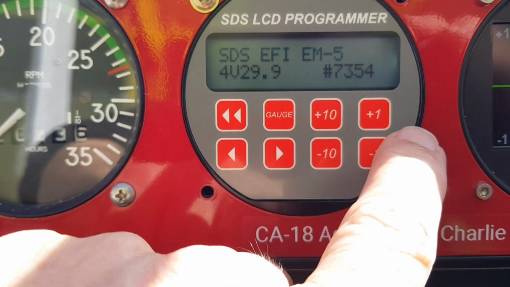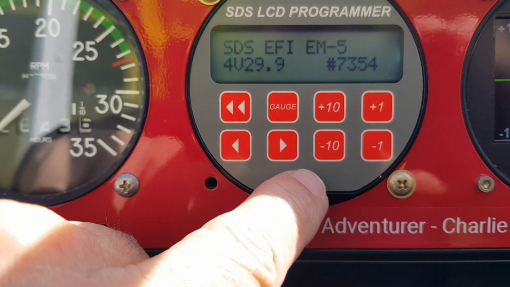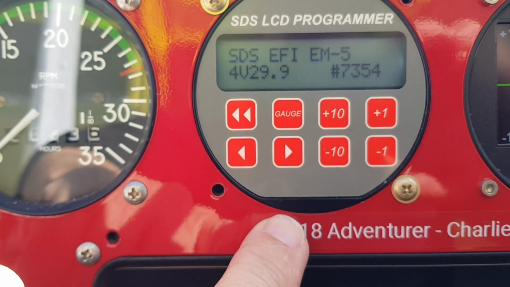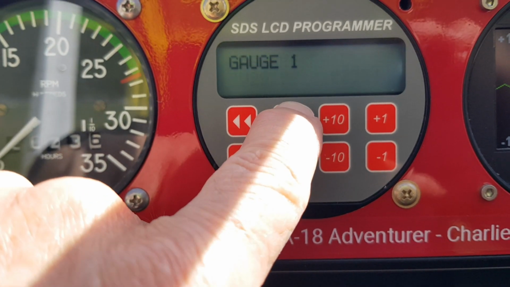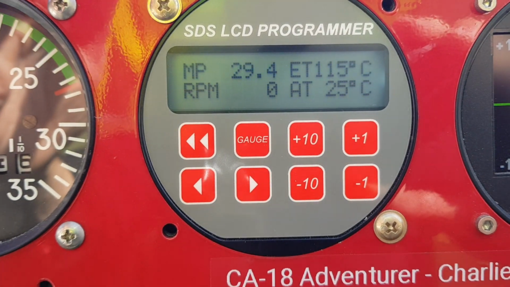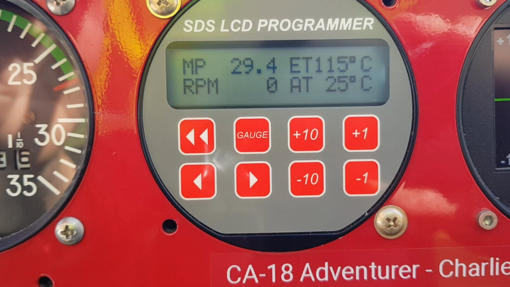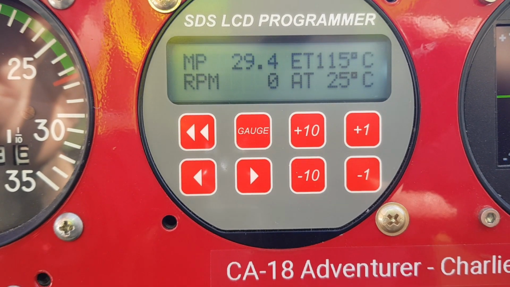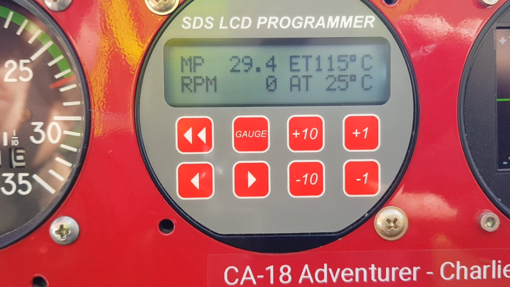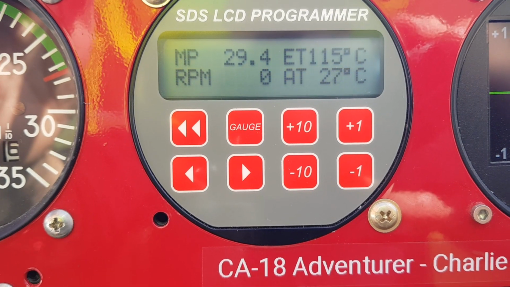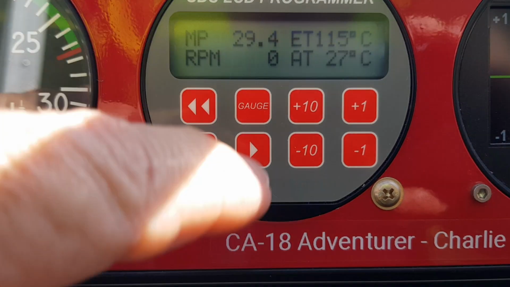So what we do is ignore all these buttons around here. Do not fiddle, do not play with those. The only one you want to be working with is push gauge once, which brings up gauge 1. In gauge 1 we display the manifold pressure, ET, which is the engine temperature, RPM down the bottom left, and air temperature on the other side. Okay, so they're fine to have.